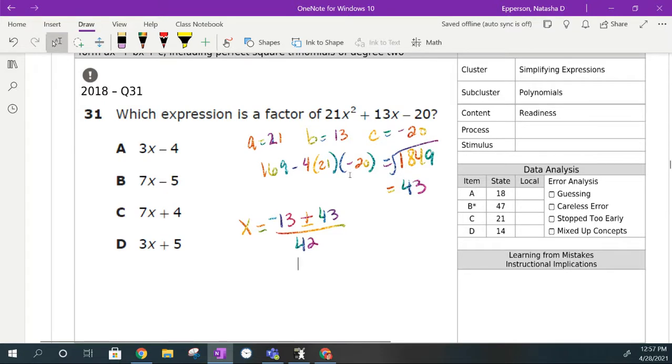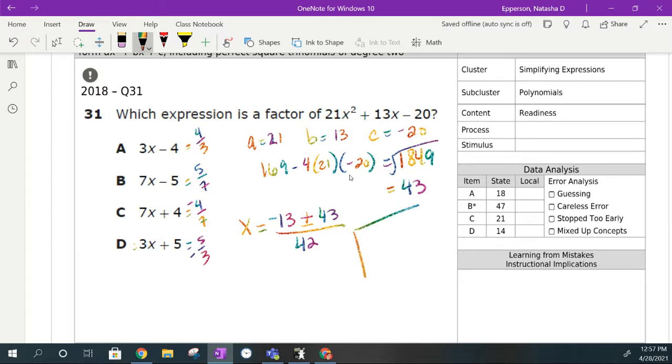Okay, so think about this. My x values are either going to be 4/3, or it's going to be 5/7, or this is going to be 4/7, or this is going to be 5/3. If I were to set each one of these equal to 0, it would be negative, negative. Okay, there we go. The slight fix there. If I set each one of those equal to 0.